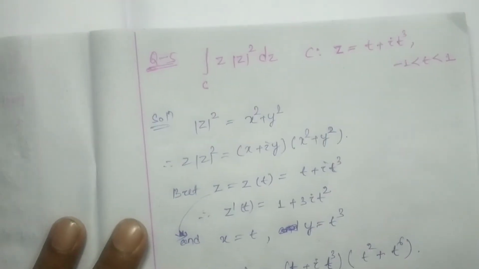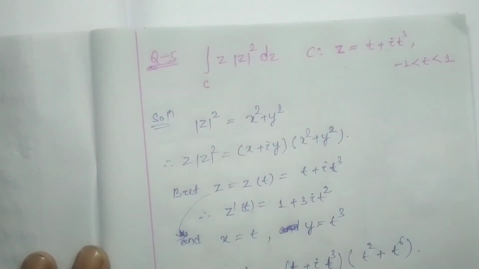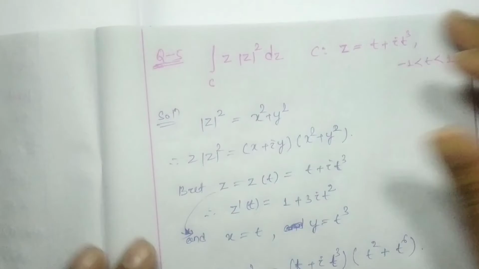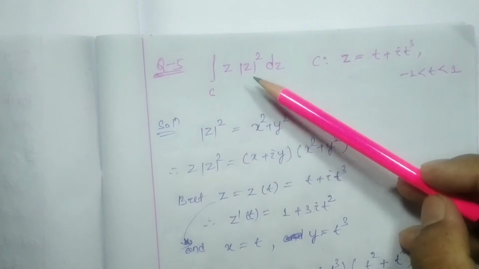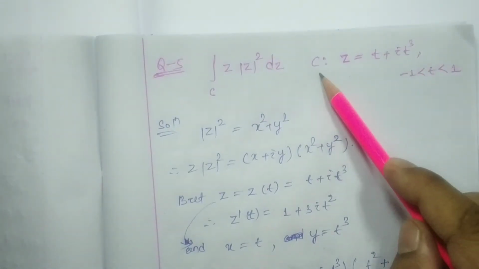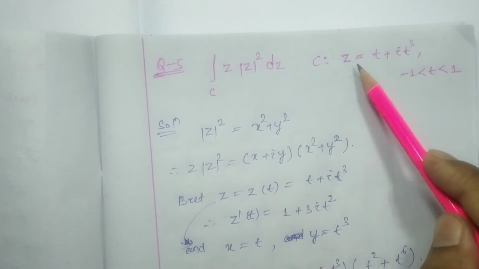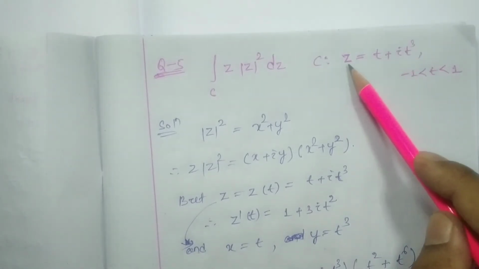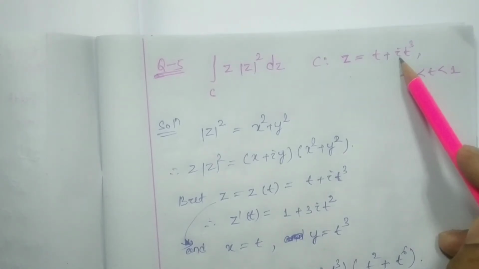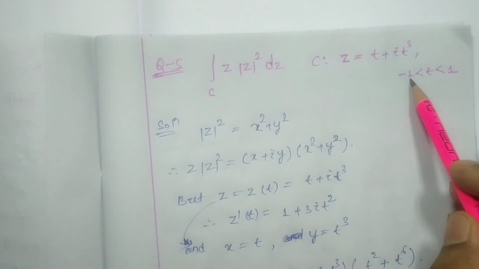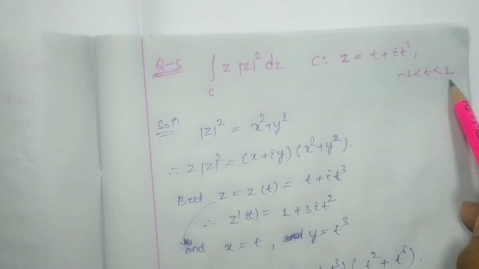Next we have to go for another type of question, where z will be a function of t. At that time, how are we going to handle it, you just watch. Here the question, question number 5: along a contour, integrate z into z mod square dz, where the contour is z equal to t plus i t cube. That means here z is a function of t, and it varies as t plus i t cube, and the limit of t is minus 1 to plus 1. So t varies between minus 1 to 1.